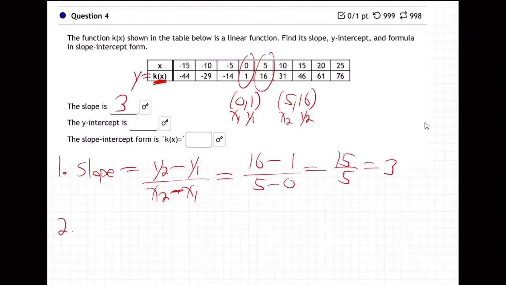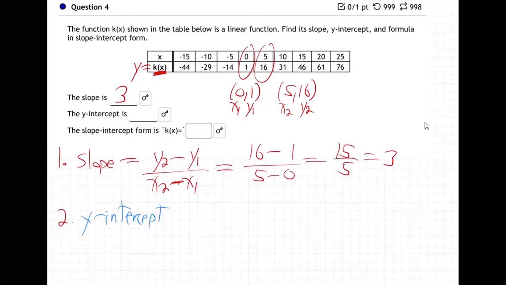Okay, step 2. What is the y-intercept? Well, let me help with the intercept. So throughout this semester, they're going to be asking us at many different times in many different ways about intercepts. So it's really good if you get that really straight.